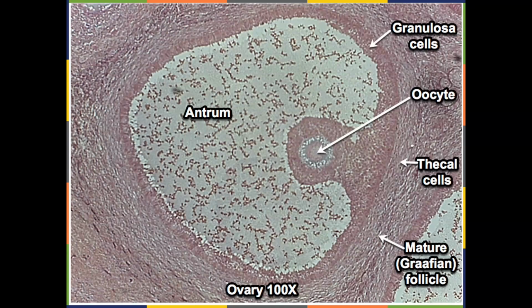Here's a high magnification view focused on a tertiary or mature Graafian follicle, where there's a large antrum fluid-filled space occupying the majority of the follicle. Surrounding the antrum is a layer of cuboidal-shaped granulosa cells forming a stratified epithelium. There's numerous layers of granulosa cells. And then surrounding the granulosa cells are the theca cells. And those thecal cells are the cells that produce estrogen.